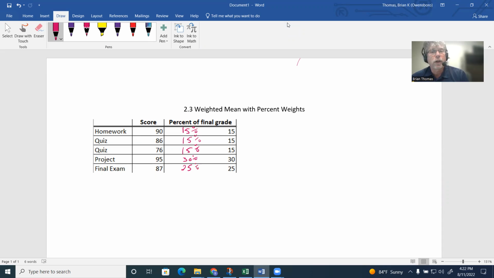So remember, to do a weighted mean, we have this X bar, and we have the sum of the products of the entry times the weight, and we divide it by the sum of the weights. So let's see if we can piece this together.